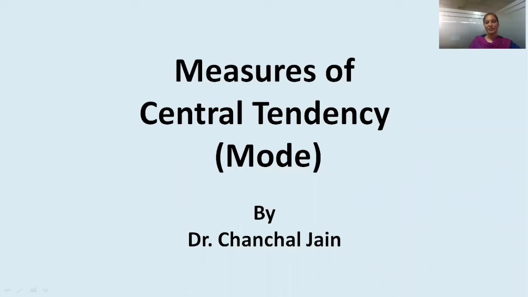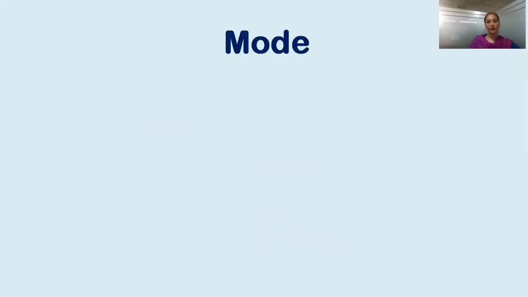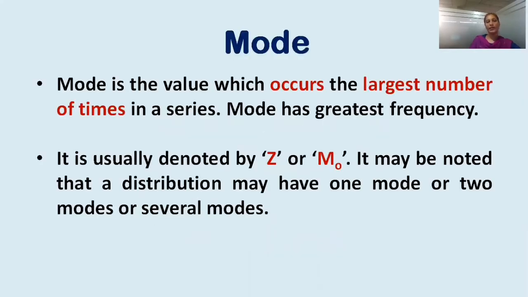Hello friends, in this video I will explain the third measure of central tendency, that is mode. Firstly we will discuss what mode is, and then we will see how we can calculate mode for different kinds of series. The definition of mode is very simple: mode is a value which occurs the largest number of times in a series.